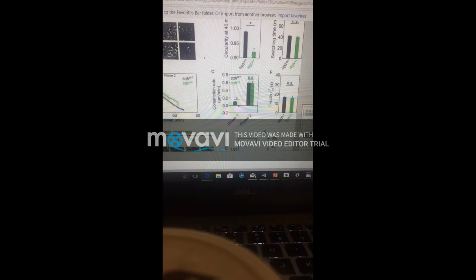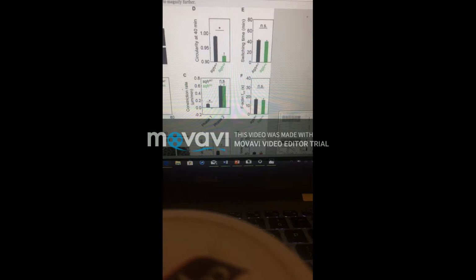C then shows the constriction rate for phase 1 versus phase 2. At phase 1, only the wild-type constricts. During phase 2, both the wild-type and the mutant constrict, and at similar rates. D then compares the circularity of the actomyosin ring at 40 minutes for the wild-type versus the mutant. The wild-type has more circularity in comparison to the mutant.